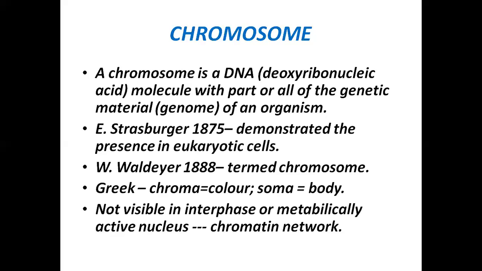Now, chromosomes are generally not visible in the interphase or in a metabolically active nucleus, as they are in the form of a network called chromatin network. During cell division, the chromatin network undergoes spiralization and condensation and becomes progressively thicker so that they can be easily separated during the cell division.